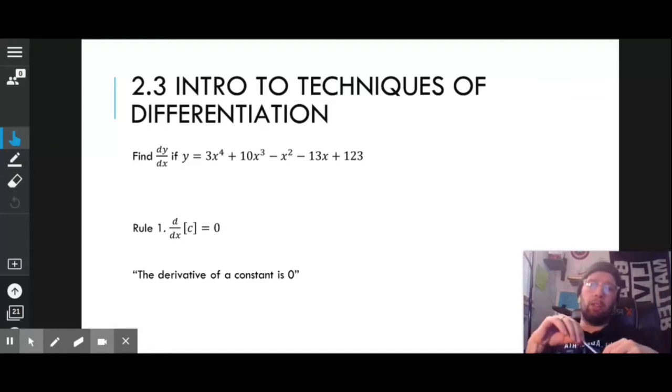Well, now I'm here to tell you that I could just look at this guy and know that that's going to become 12x to the third plus 30x squared minus 2x minus 13. How the heck did I do that? How the heck did I do that and use that limit formula at the same time? Well, I didn't, because there's a shortcut. Many shortcuts, actually. 2 primary ones.